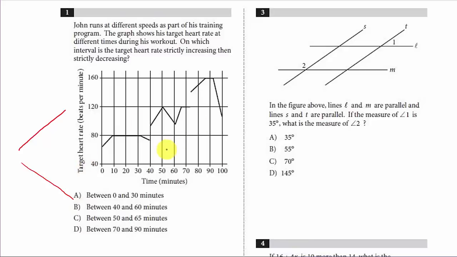If you look at all these intervals, you see this interval here from 40 to 60. See how it's strictly increasing and then strictly decreasing? None of the other ones do that. Here it's just increasing, then constant. Here it's increasing and then flat. Here it's increasing, then constant, then decreasing. So it's 40 to 60 minutes, B.